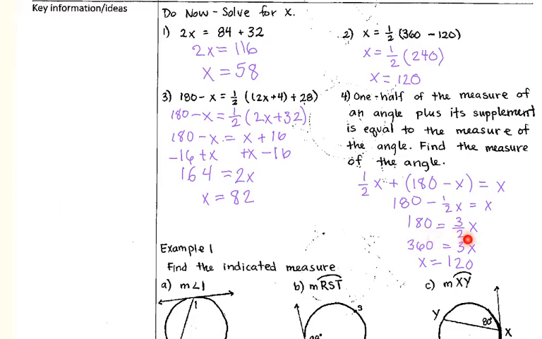Add 1/2 x to both sides. We have 180 equals 3/2 x. Multiply both sides by 2. You'll have 360 equals 3x. And then divide both sides by 3. We'll have x equals 120.